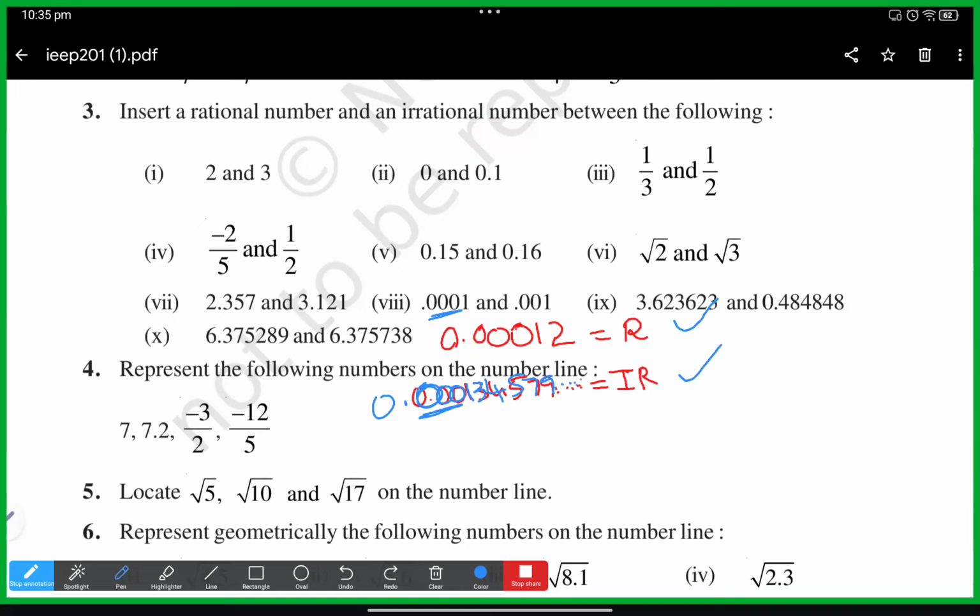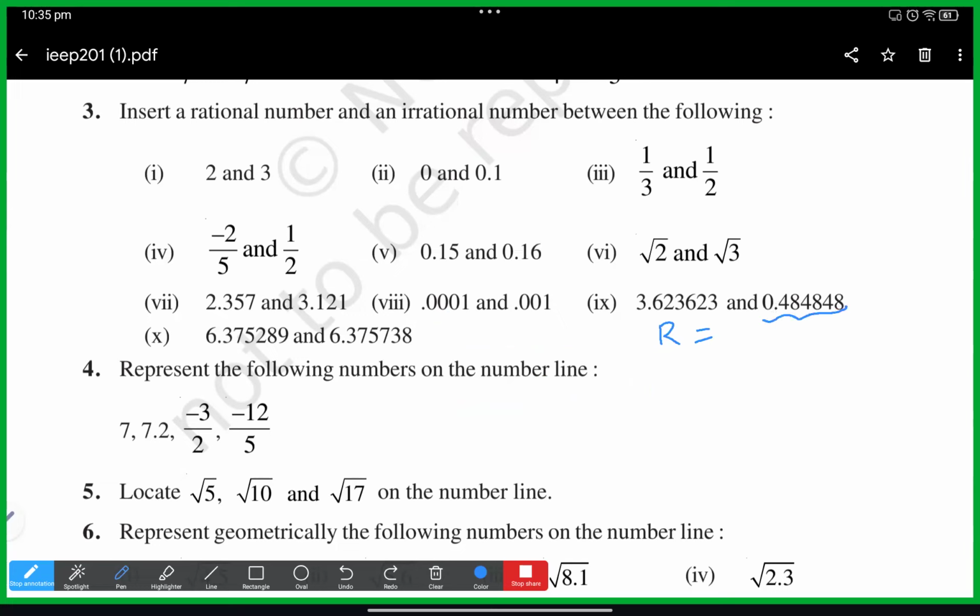Yes, Pranavi. So for the next one, for the rational number, we can just take 1 or 2, right? Yes, Pranavi, that is correct. Because this is 0 point something and this is 3 point something. In between, we have integers also. We can take the number 1. Yes, sir. And for irrational, we can take 2.68352 and so on.